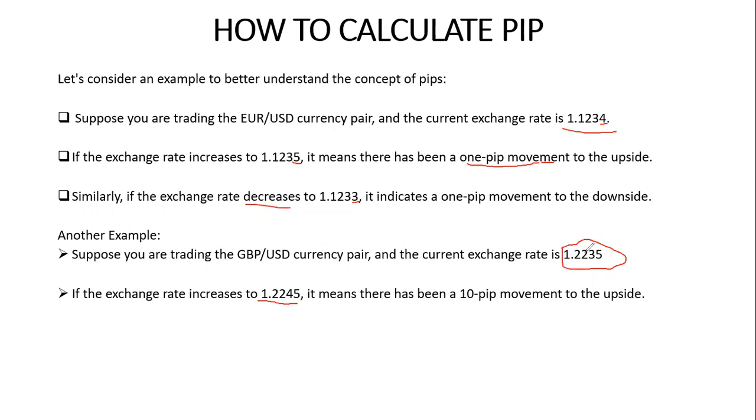So you just subtract the old exchange rate from the new exchange rate, because they say it has increased to this level. Then you know the pip movement that has occurred. As simple as that.